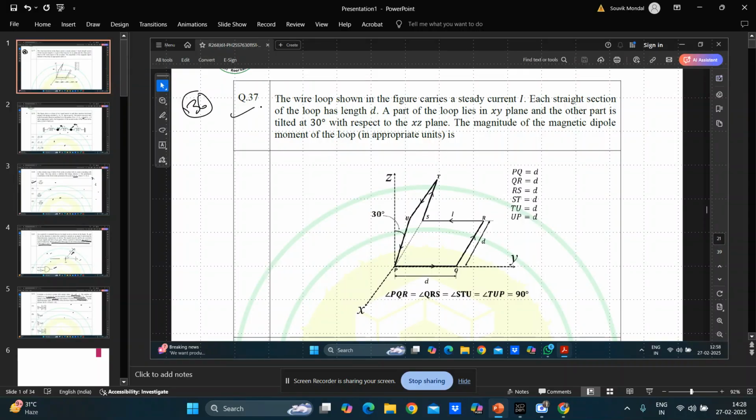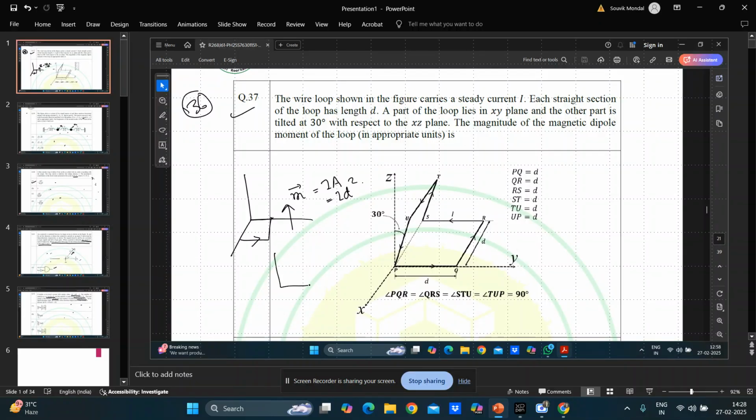Okay, this is the 37th question. This is the one loop, the planar loop in the XY plane. If you notice, the current direction is anti-clockwise, so the magnetic moment for this loop will be in the upward direction, in the z direction. That is equal to I into area, and area is simply d squared, so it is I d squared, right?